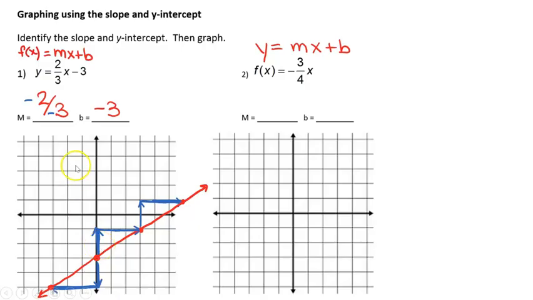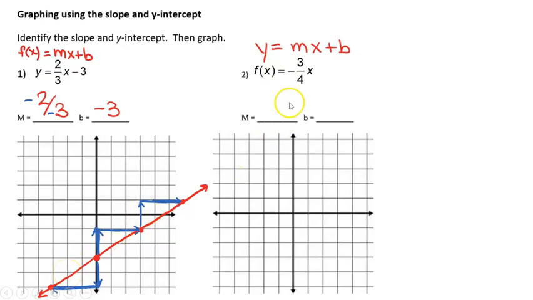Now, you'll notice that positive 2 over 3 is the same thing as a -2 divided by -3. That would also be positive 2/3. So if you start here and you go a -2, so down 2, and a -3 back 3, you can see that's still another point on that same line.